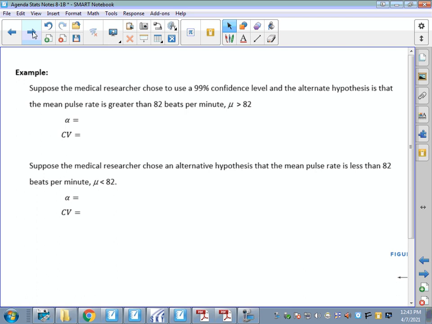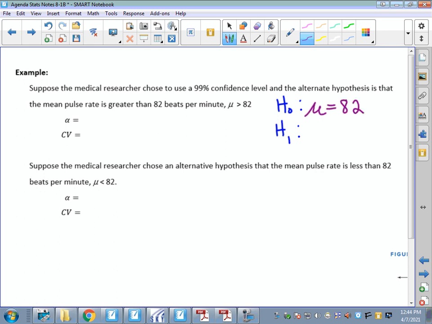So first of all, I don't like that I didn't ask you to do H sub 0 and H sub 1, right? What's our null and our alternative hypothesis? The null is always equal. So it always has an equality. So for this one, we would say that mu is equal to 82. We would say that our alternative hypothesis is this. Mu is greater than 82.